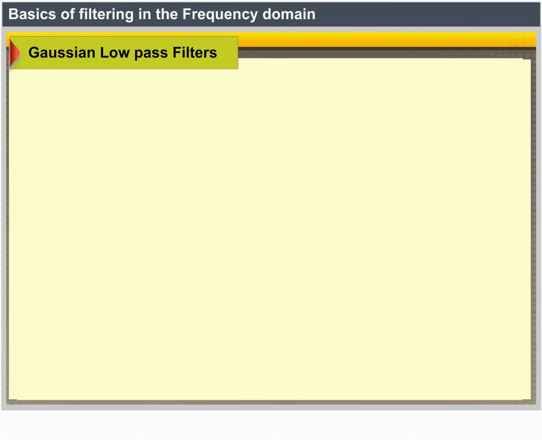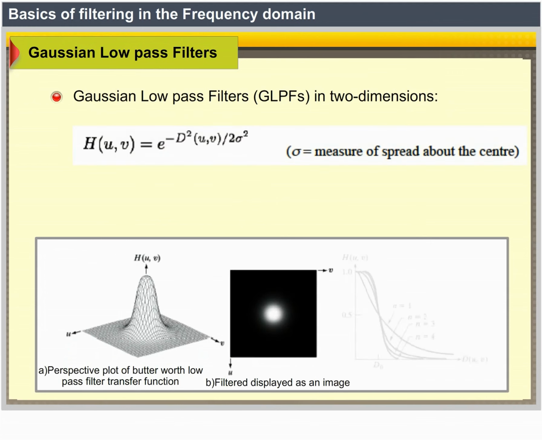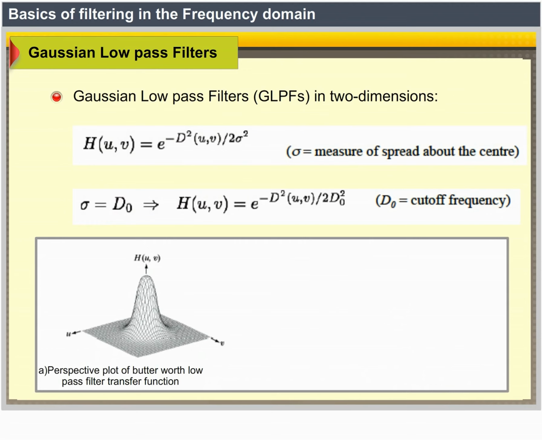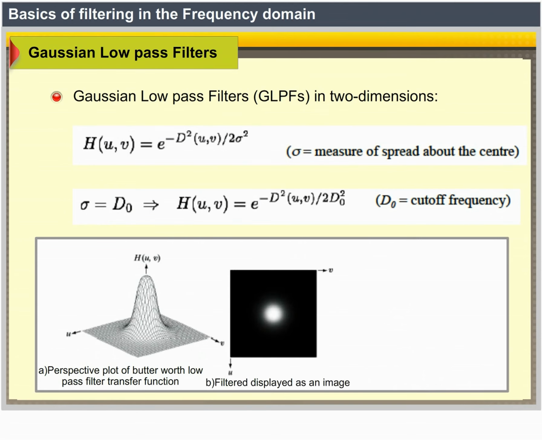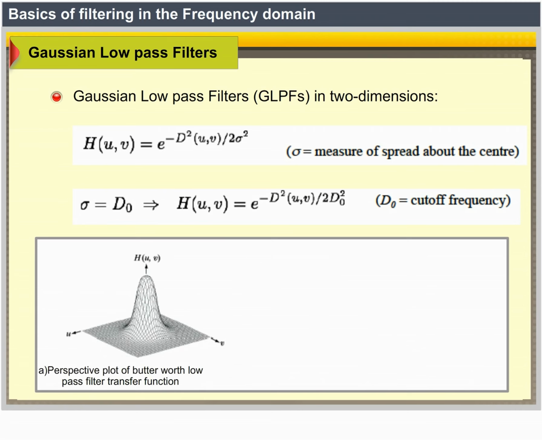Gaussian low-pass filters. The GLPF in two dimensions is represented on screen. Figure: A, perspective plot of the GLPF transfer function; B, filter displayed as an image; C, filter radial cross-sections for various values of D0.